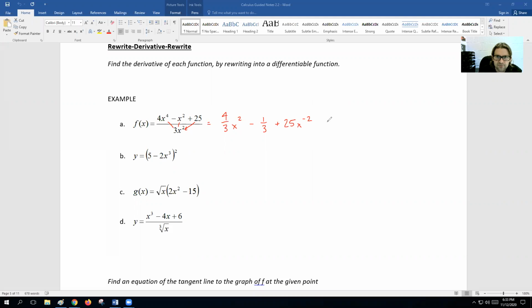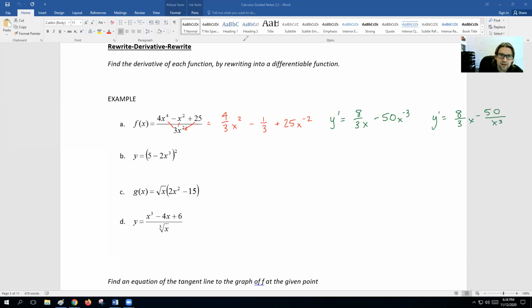And so now if we take the derivative, that should be f prime of x. Let's do the power rule. 2 times 4/3 is 8/3, drop the power down by one, so x to the 1. The derivative of 1/3 is 0, so that goes away. And 25x to the negative second becomes negative 50x to the negative third. So we rewrote it, we took the derivative, and now we just have to rewrite it back. So y prime would be 8/3 x minus 50 over x cubed.